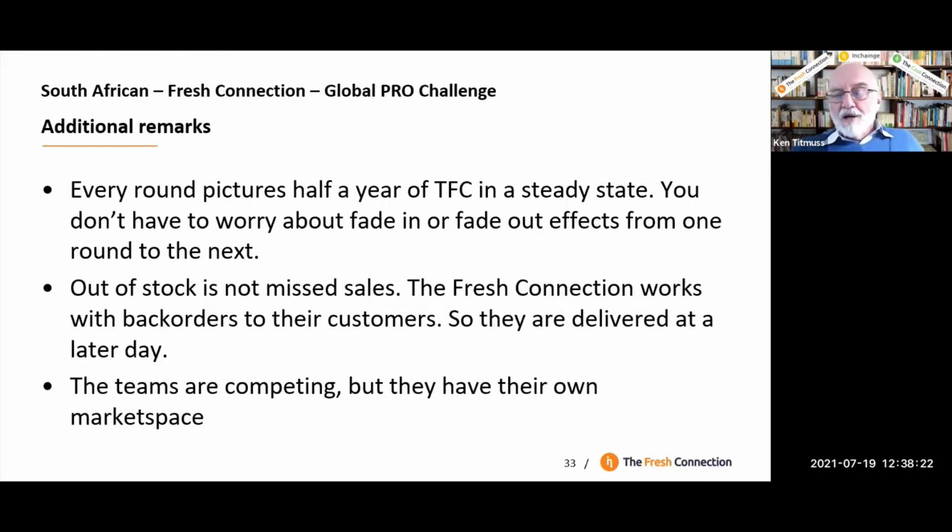Remember, the teams are competing in a pool, but they've really got their own market space, their own marketplace. So although you're competing for suppliers and for customers, you're not really doing that externally, you're competing internally.